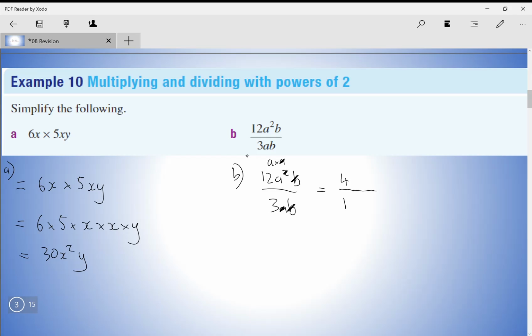And the reason we can cancel an a and an a and a b and a b is because if we remember, anything divided by itself is just equal to 1. And that's the same when we have letters. So after we've done all this cancellation here, all we're left with is an a, so our answer is just 4a.